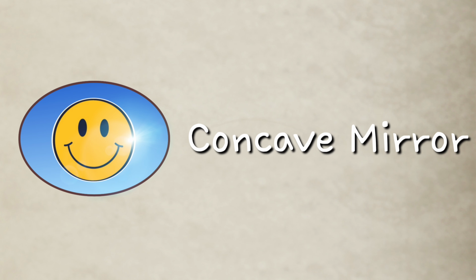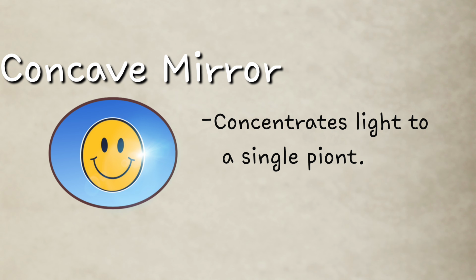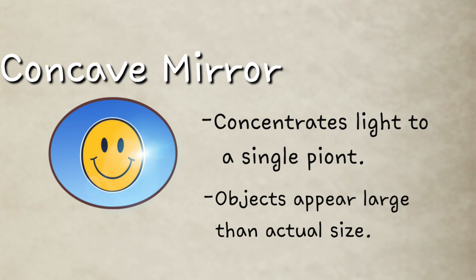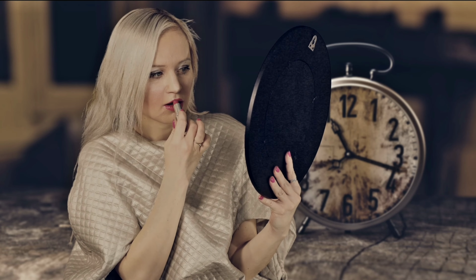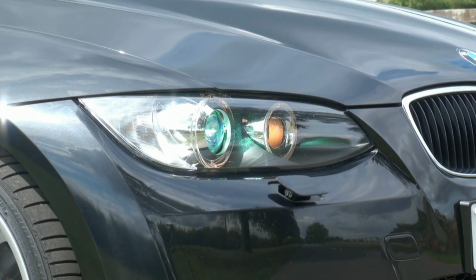Concave mirrors. A concave mirror has a surface that curves inward, like the inside of a bowl. This shape focuses light to a single point, making objects appear larger and more detailed. Concave mirrors are used in makeup mirrors and car headlights.